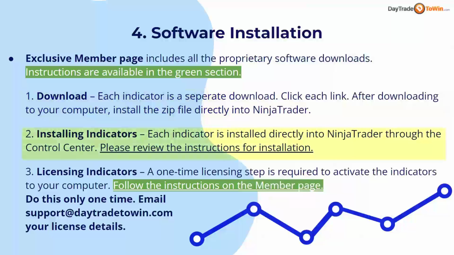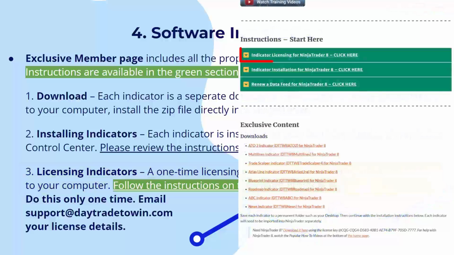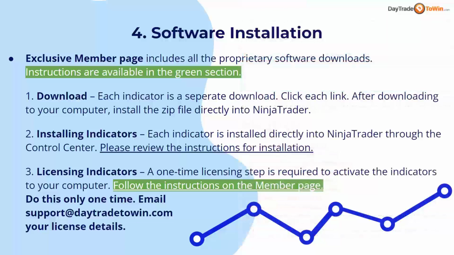Now, installing the indicators is one part of what we have to do. The second part, after we install the indicators into NinjaTrader, is license them. We have to license the indicators to your computer. It's a one-time licensing step. It just requires you to add the Daytradetowin name, and the instructions are also in green right on your member site, how to license indicators. Again, at any time if you get stuck or need help, feel free to reach out.